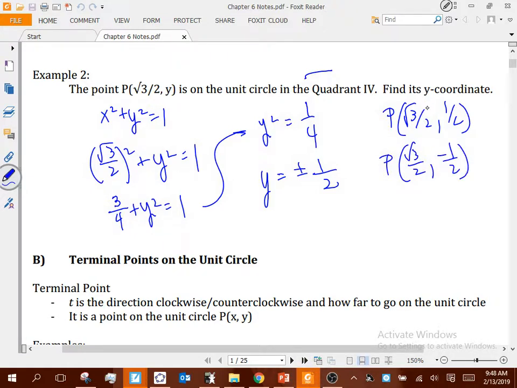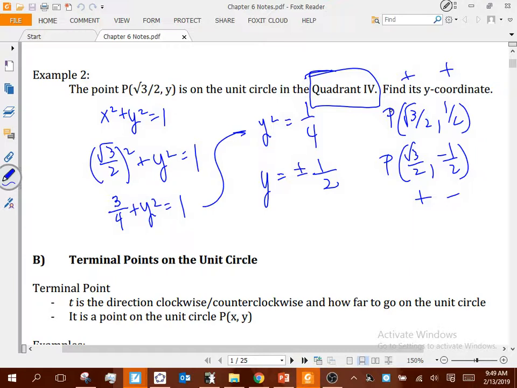Think about this. If that's positive, positive, that's in the first quadrant, right? If it's positive, negative, the x value is positive, the y value is negative, what quadrant are you going to be in? A fourth, right? It wants quadrant 4. So which y value for point P do I need to choose? Negative 1/2. Okay, that's why they tell me quadrant 4.